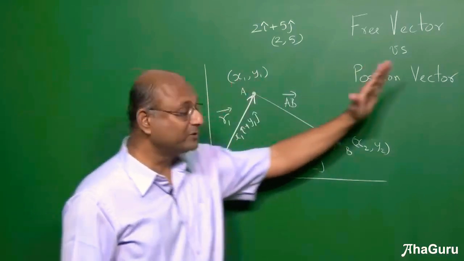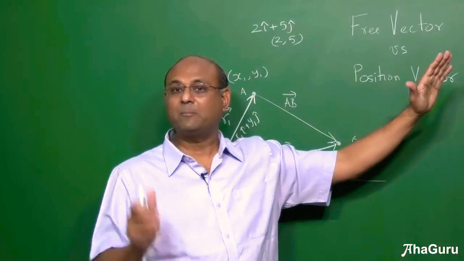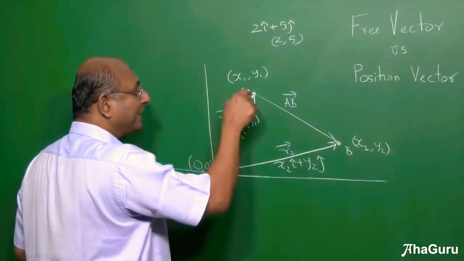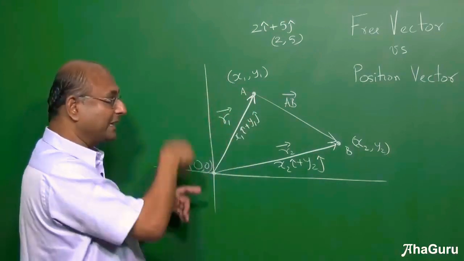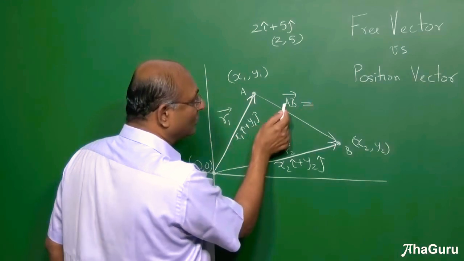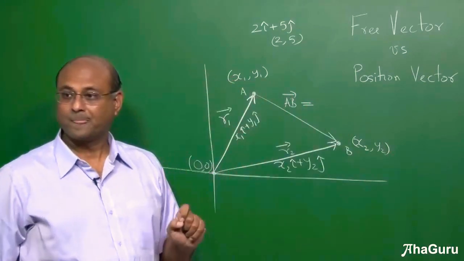Which means I cannot move this. Because if I move this vector, that will not be a position vector because it won't be starting at the origin. So position vector will tell you the end point. It's starting at 0, it is telling you the end point. But what is this fellow? This is called the displacement vector. I am getting displaced from A to B.